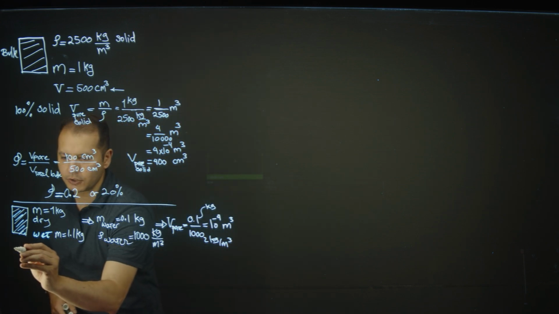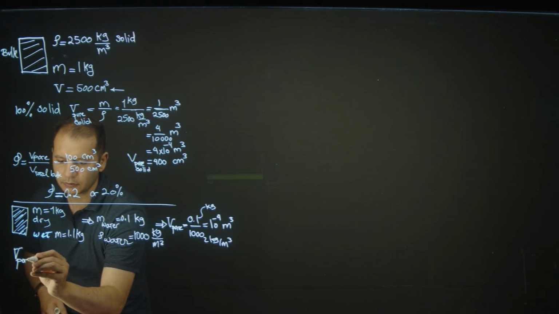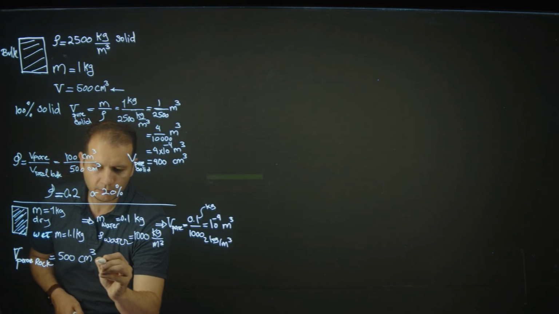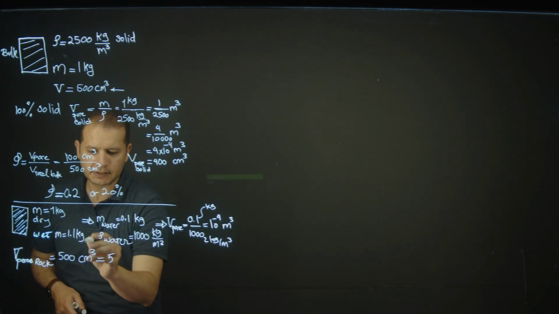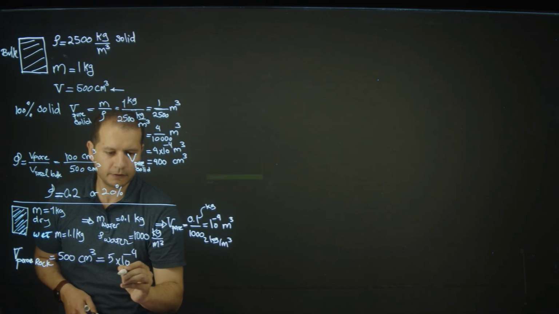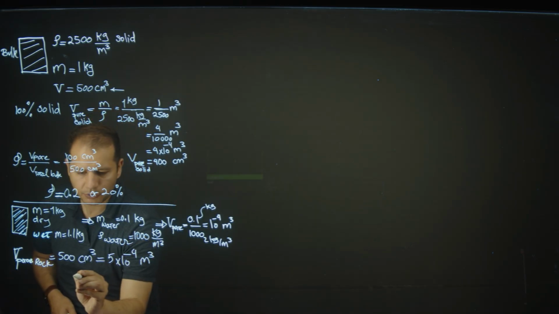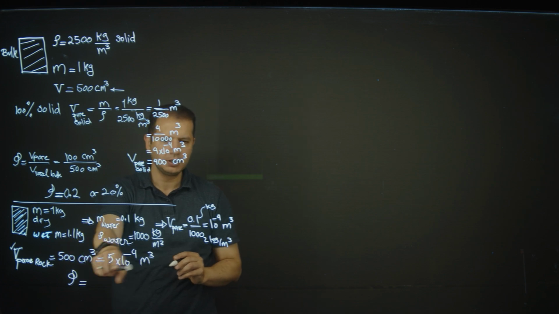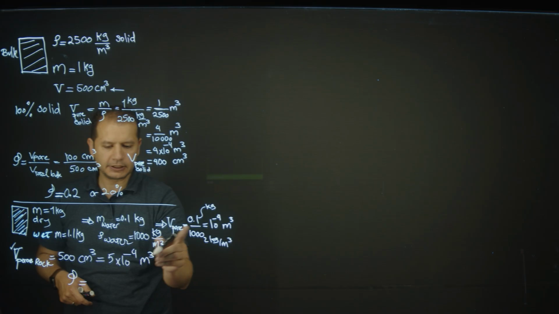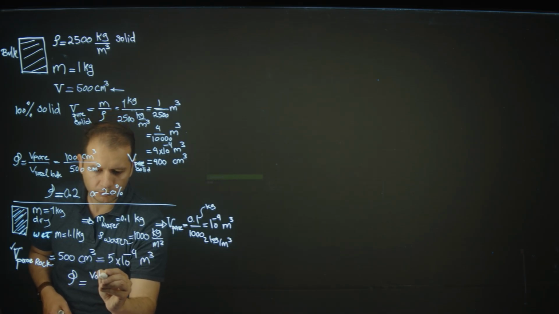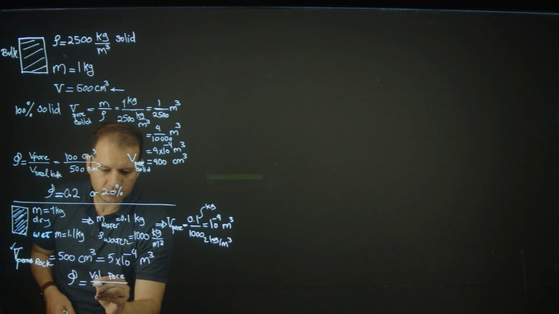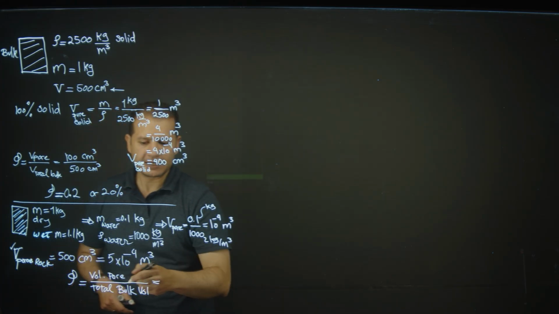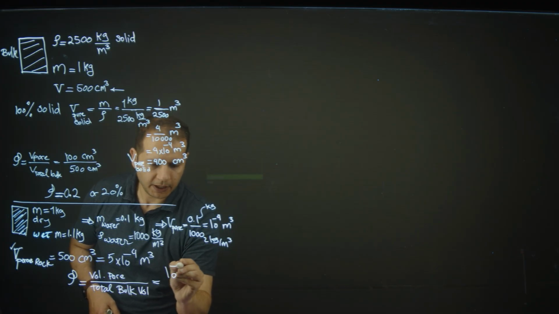Now, if I knew that the volume of my porous rock was 500 cubic centimeter, which is 5 times 10 to the minus 4 cubic meter, then the porosity of my rock, if I were given that the bulk volume is 500 cubic centimeter, knowing that the void volume is 10 to the minus 4, is the volume of the pore over the total bulk volume, and that means my volume of the pore is 10 to the minus 4 cubic meter.